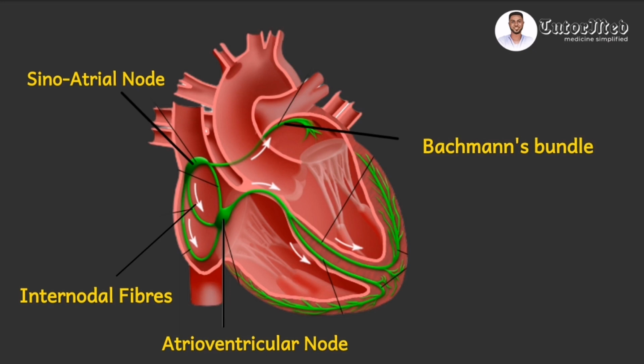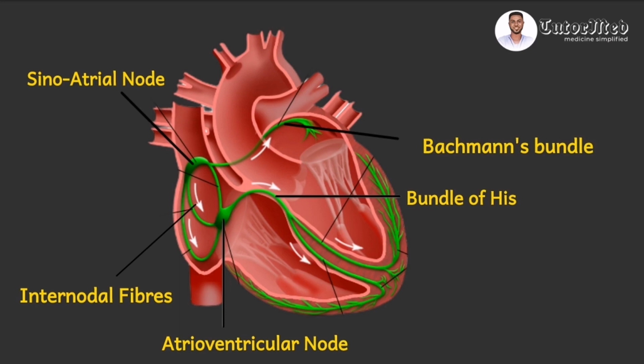Now, the AV node functions to delay impulses, so that just when the atria are contracting, the ventricles will not be contracting at the same time, or else blood will not move in the sequence like we discussed earlier. Then after the AV node has delayed the impulses and the atria have sufficiently contracted, it relays the impulses to the ventricles through this bundle called the bundle of His.